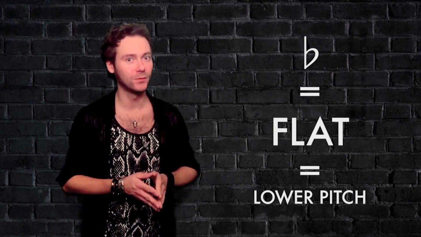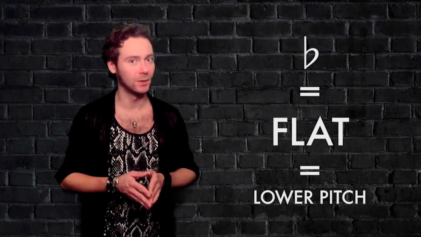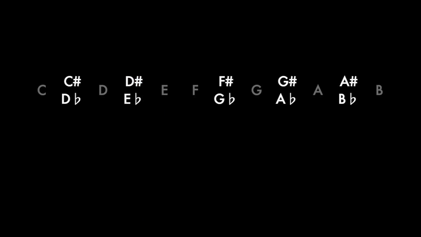The opposite of sharp is flat, which consequently means being lower pitched than something else. This means that each sharp note can also be referred to as a flat note, relative to the one after it. So for instance, C sharp is also called D flat, and G sharp is also called A flat.